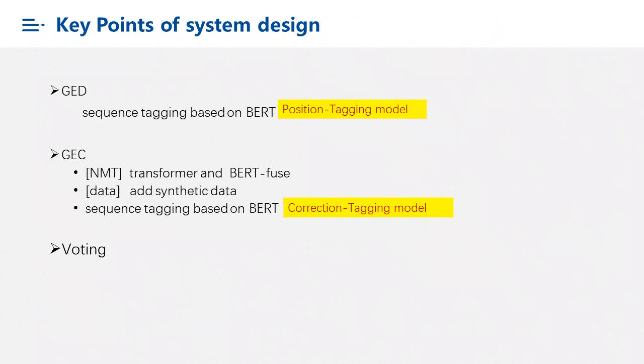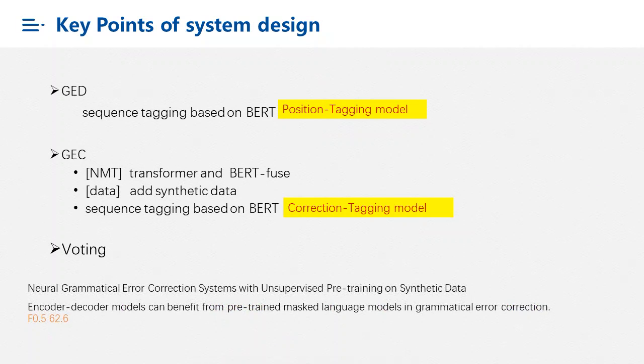Based on the above knowledge, we design our system for CGED as follows. First, we use BERT-based sequence tagging models for GED. We call it the position tagging model. Second, for the GEC task, we use the state-of-the-art NMT models, including transformer and BERT-fuse. Here I list 2 state-of-the-art works in 2019 and 2020. In the first paper, the transformer structure was adopted to train an NMT model and synthetic data was added to relieve data sparsity. In the second paper, the BERT-fuse structure was adopted and achieved good results.